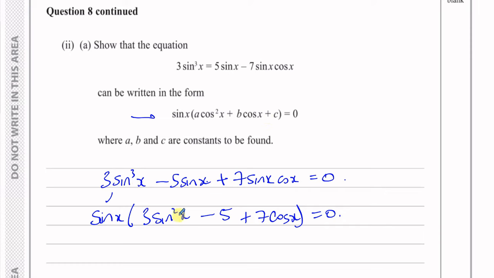So we're going to use the identity that we mentioned in part A that we didn't use, that sine squared x plus cosine squared x equals 1. So we can rearrange this to make sine squared the subject: sine squared x is 1 minus cosine squared x. So I can replace the sine squared x with 1 minus cosine squared x, and I'll be left with something that has just cosines in it.